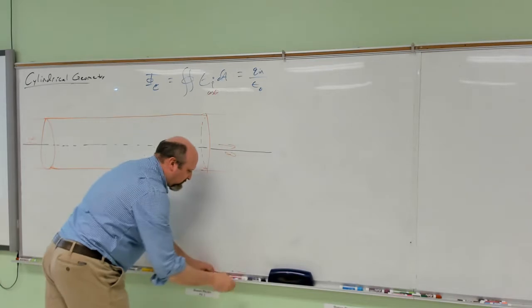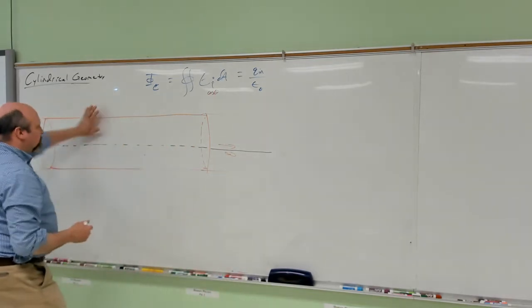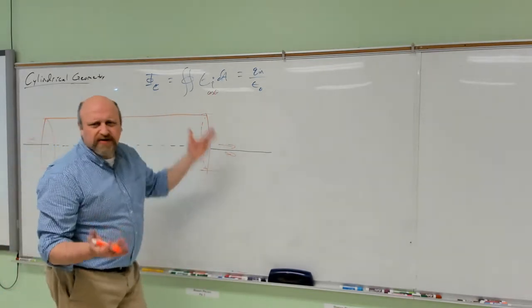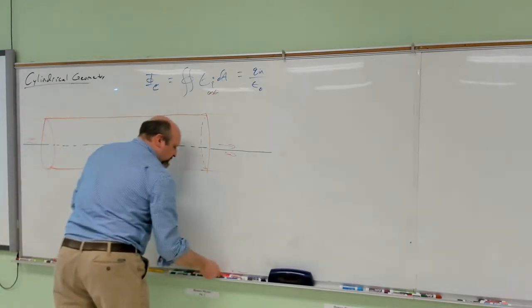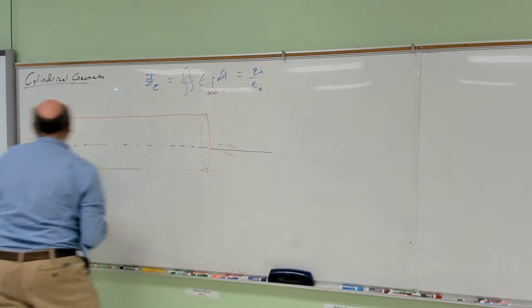So we're going to say that this is full of charge. And hypothetically, we draw it as a positive. Sure, why not? I mean, it could be a negative, and the field lines will go the other way. It's okay. Draw it as positive.